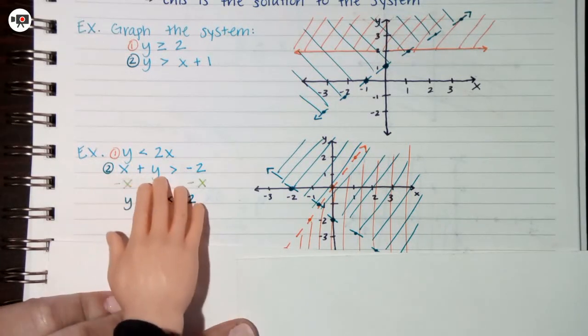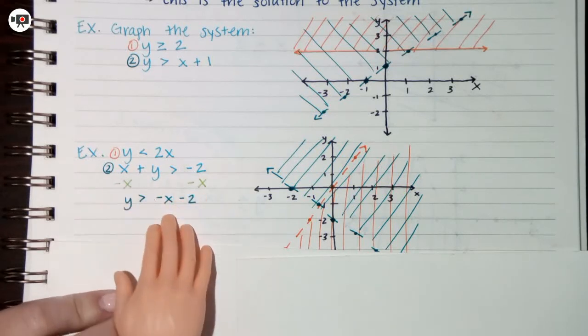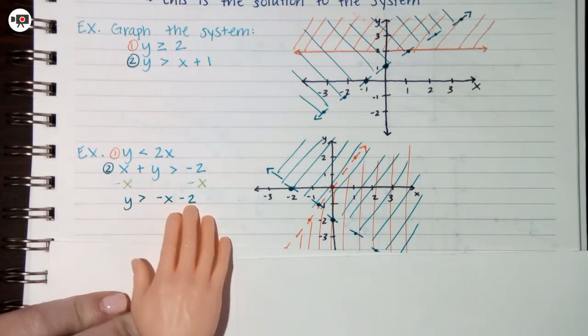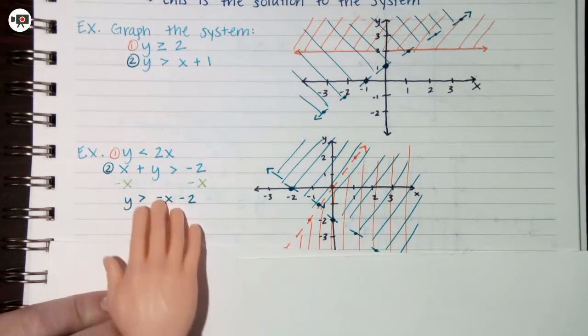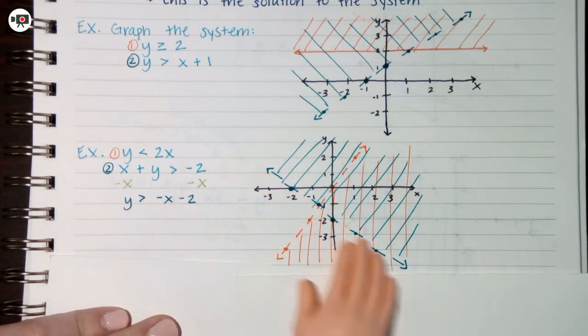For x plus y is greater than negative 2, I need to rearrange my terms so that it's easier to see my y-intercept and my slope. My y-intercept is negative 2, my slope is negative 1, and it is also just a greater than, so it is a dashed line here.